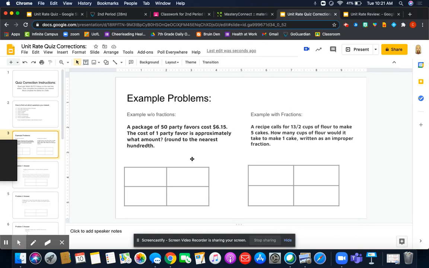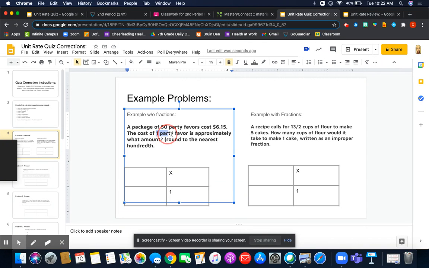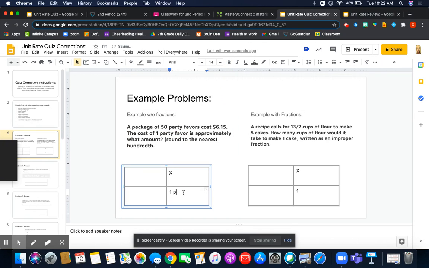If you think about our topic right now, we are looking for the unit rate. So we always should know that there is going to be some unknown over 1. We're looking for something that we need to figure out per 1 unit. In order to figure out what units these are talking about, we need to actually read the problem. It says a package of 50 party favors costs $6.15. The cost of 1 party favor, so we know we're doing 1 party favor, so I'm going to go ahead and label that, is approximately what amount? So we're looking for X amount of money.